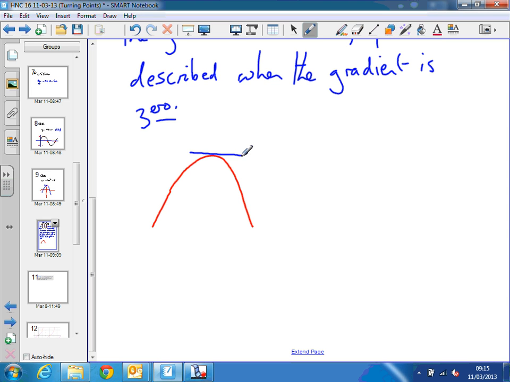Similarly, a minimum value, okay, the gradient starts off negative, drops to 0, goes positive again. If I differentiate a function, it's going to tell me when the gradient is 0. It won't differentiate between a maximum and a minimum value.